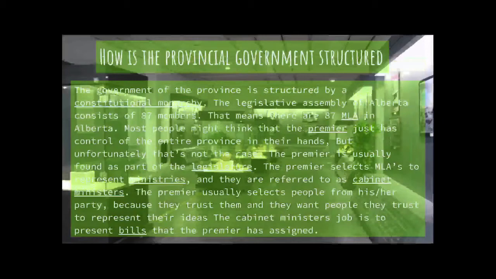not the case. The Premier is usually found as part of the legislature. The Premier selects MLAs to represent ministries, and they are referred to as cabinet ministers. The Premier usually selects people from his or her party, because they trust them and they want people they trust to represent their ideas. The cabinet minister's job is to present bills that the Premier has assigned.